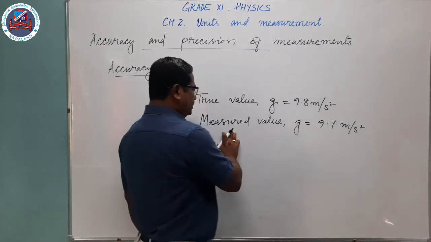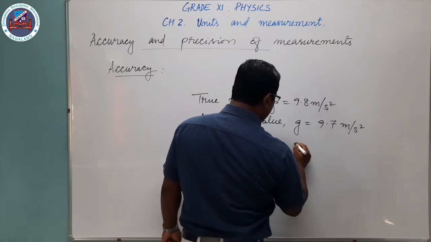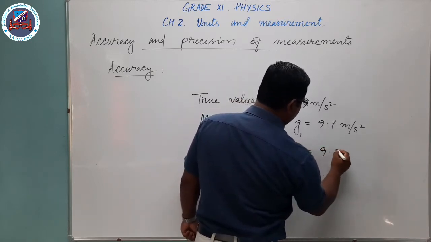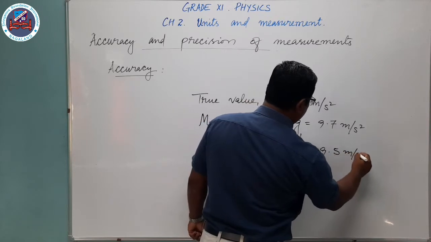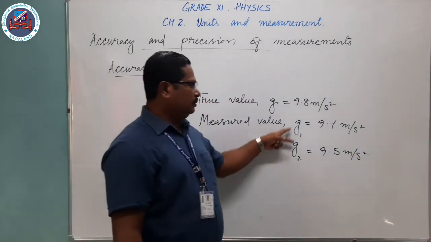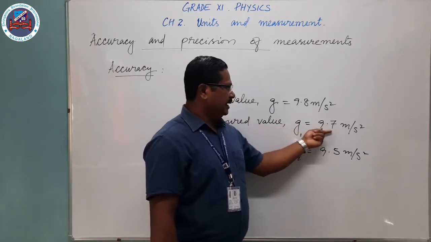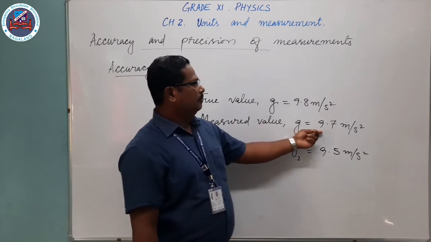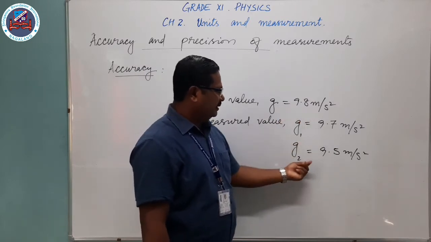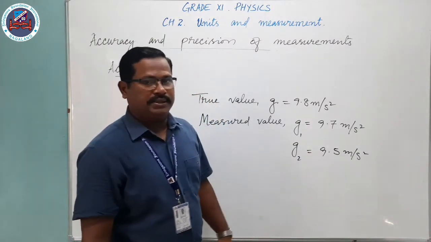One person has measured the acceleration due to gravity as 9.7. Say another person has measured it as 9.5 meter per second square. If you compare these two values, you will say that the first person's accuracy is much better because it is nearer to the true value than the second person's. That's what we call accuracy.